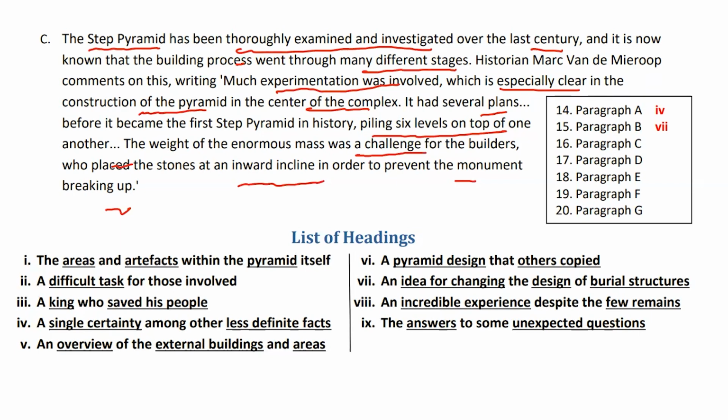A king who saved? No. A single certainty. So we have marked this and we have marked 7. So we should know what we marked. An overview of the external buildings? No. A pyramid design copied? No. An incredible experience? Few remains? No. Answers to some? No. So this is a difficult task for those involved, and the answer is 2.